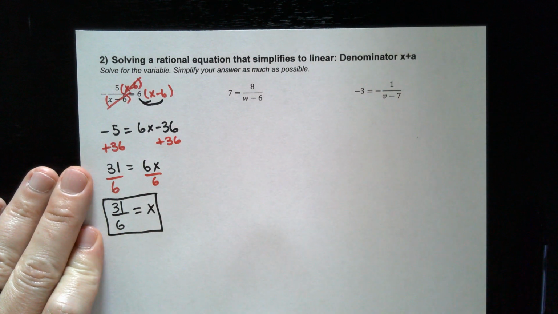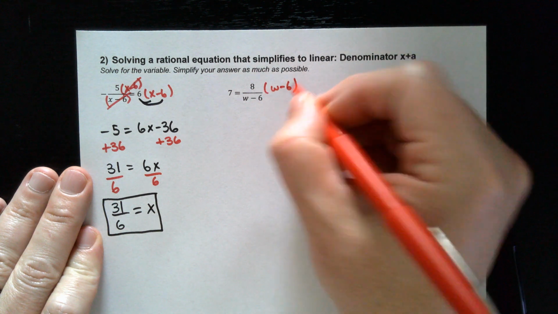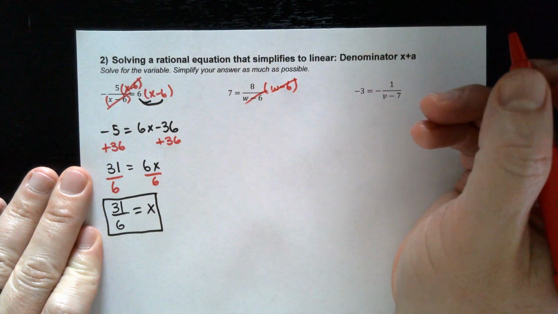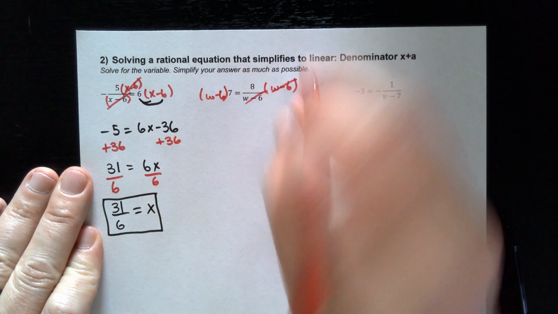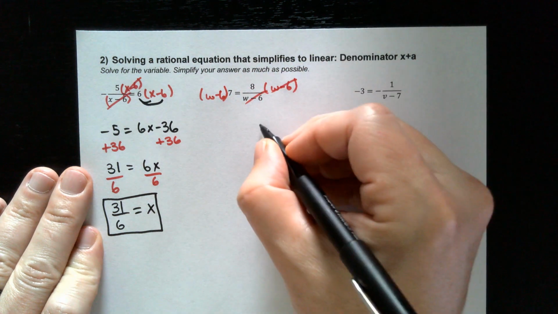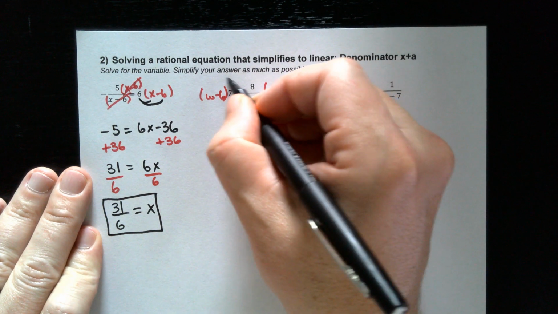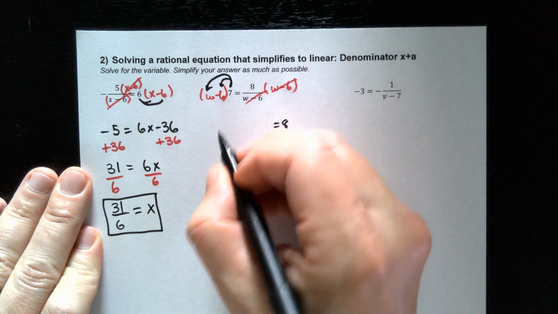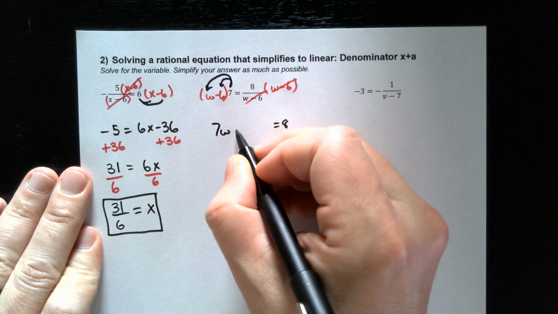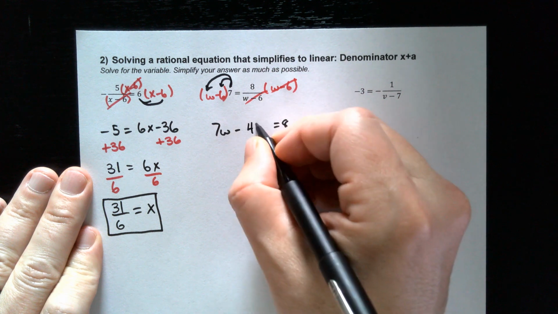Okay, this next one, we got 7 equals 8 over w minus 6. I'm going to multiply by w minus 6 because it'll make those two things cancel. But I need to do it over here as well. Okay, so on the right side, we just get an 8. On the left side, let's go ahead and distribute this 7 to this parentheses. Okay, so that'll give me 7w minus 7 times -6 is -42.